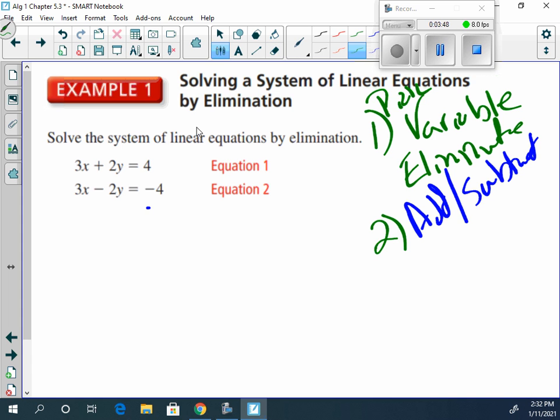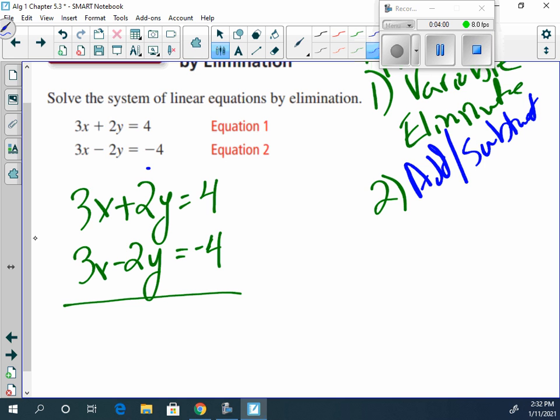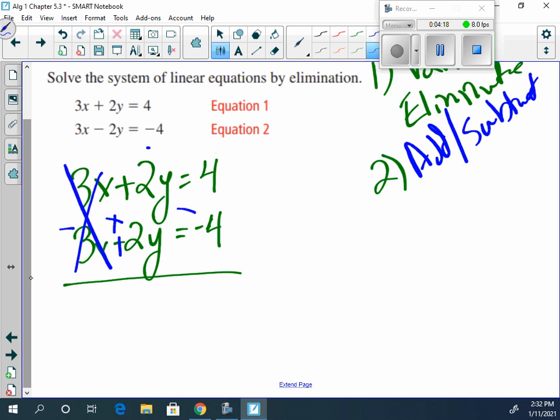Okay, I'm going to rewrite these so I'm not writing over the top of that. So looking at this here, we're going to subtract. 3x minus 3x will cancel because 3 minus 3 gives me 0, yes? Now here we have 2y minus negative 2y. The negative and negative, as we just said, will make a positive. So 2y plus 2y gives us 4y. Now over here we have 4 minus negative 4. The negative and negative make a positive, and 4 plus 4 is 8.